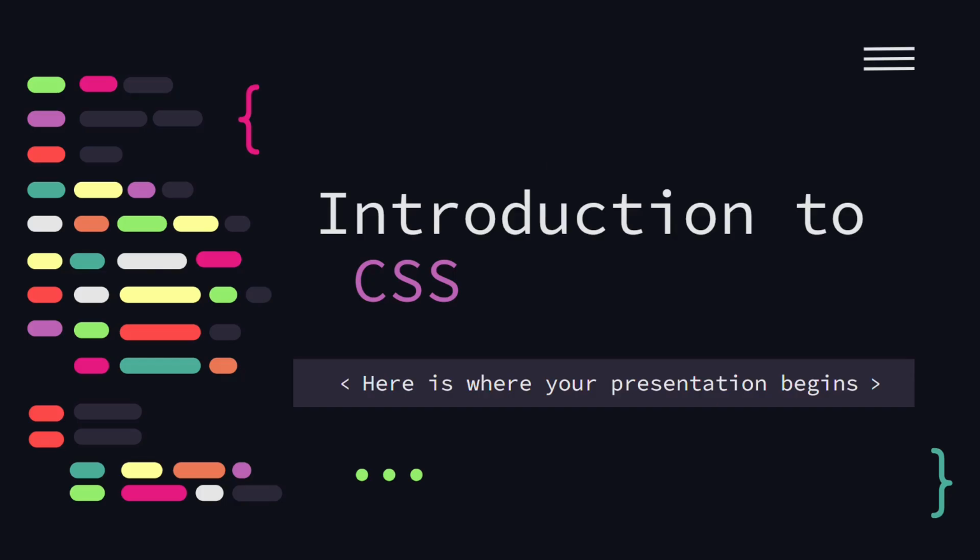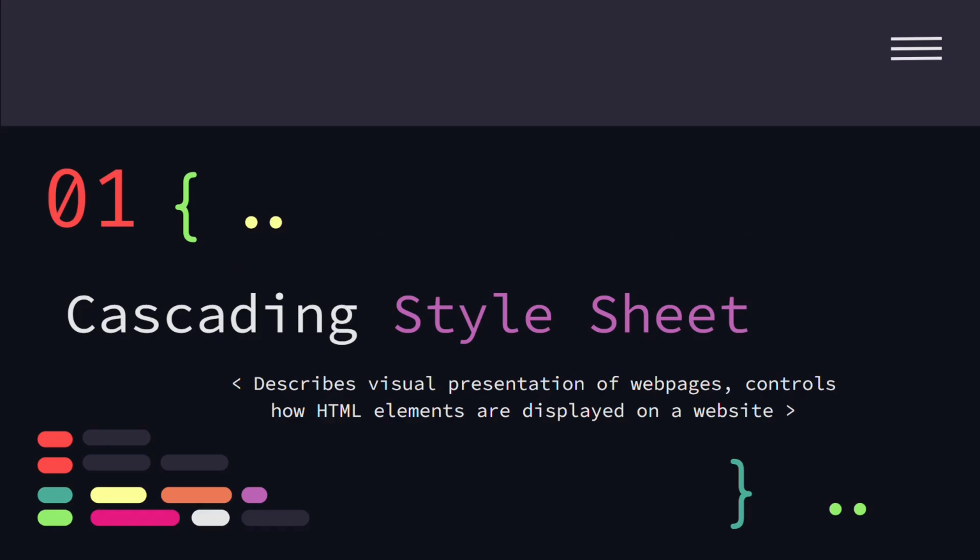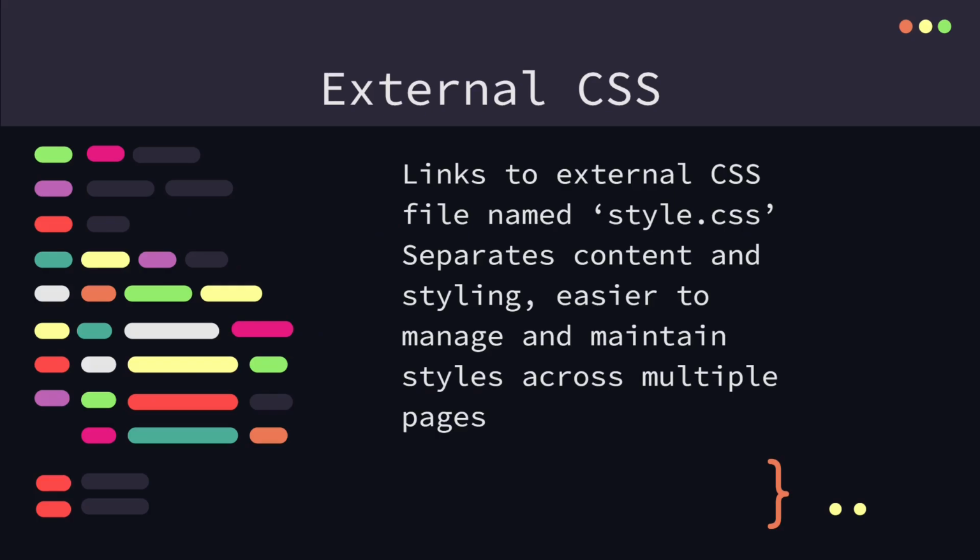Today we'll be doing an introduction to CSS. CSS stands for Cascading Style Sheet, which describes the visual presentation of web pages and controls how HTML elements are displayed on a website. We'll be focusing on external CSS today. External CSS works by linking to an external file named style.css, and it separates content and styling, making it easier to maintain and manage styles across multiple pages compared to other CSS styles.